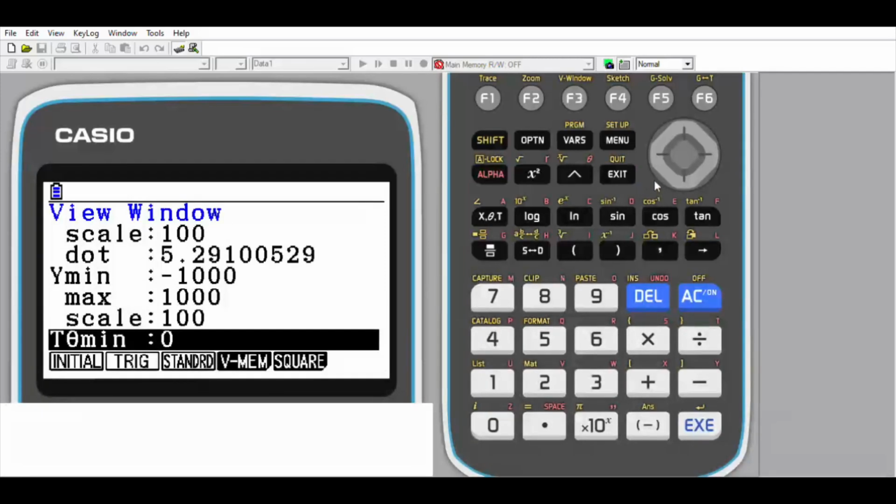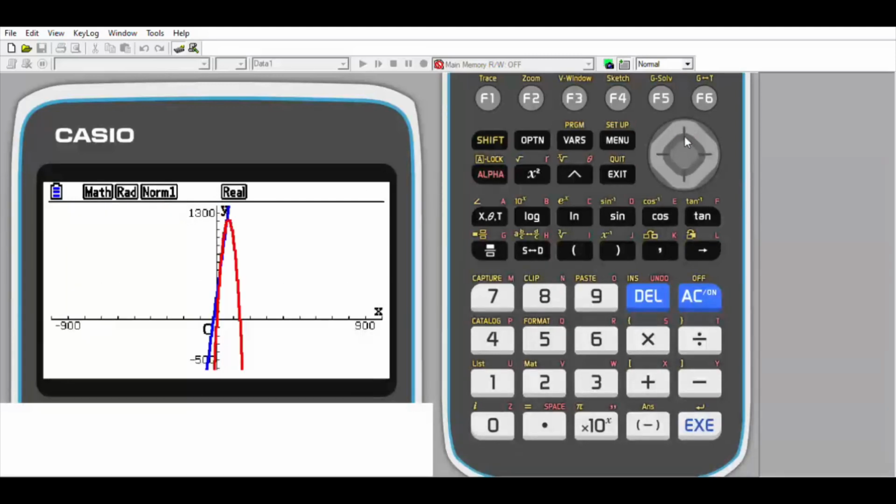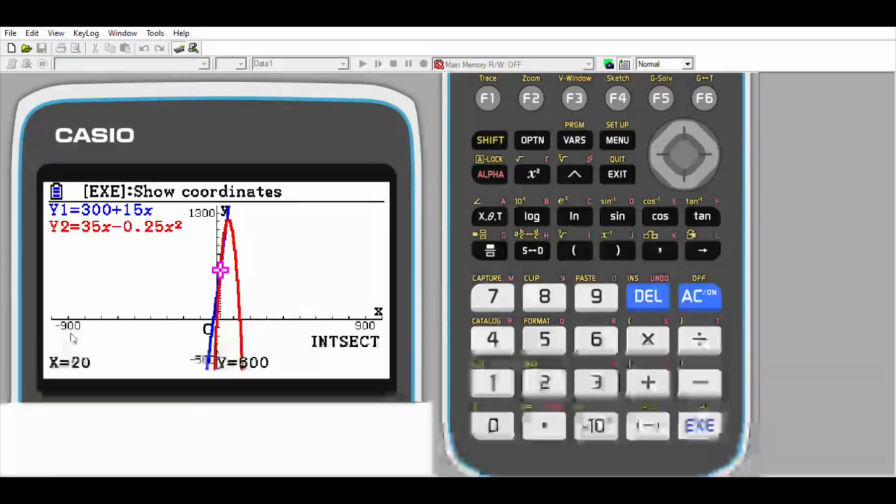So let's try now. Here we can see the break-even points, which are the points in which these graphs intersect. So if we go to Shift G-Solve, intersect, F5, we get one point here, which is at 20. So if we have 20 subscribers we're at the break-even point. And let's see if there's another intersection point. Yes, there's another at 60. So for those two values of x, I'm at the break-even point.